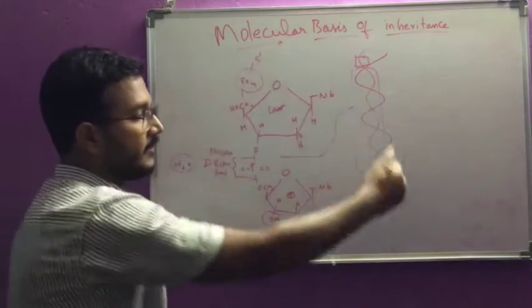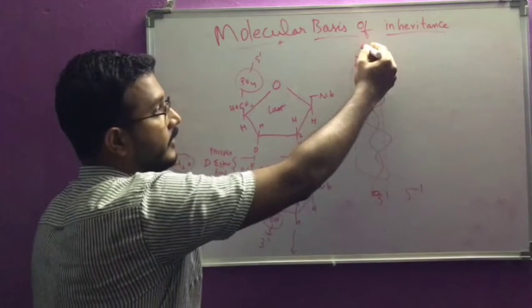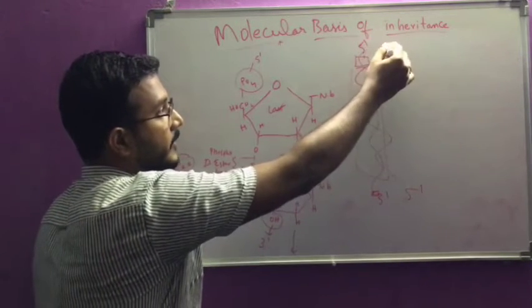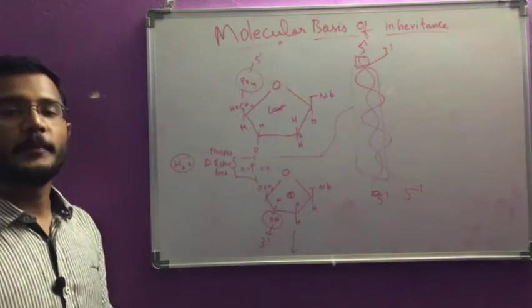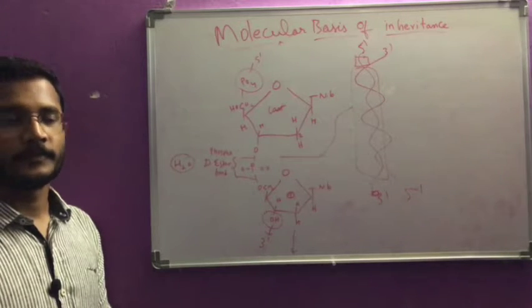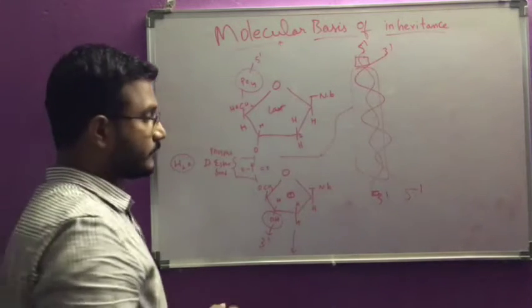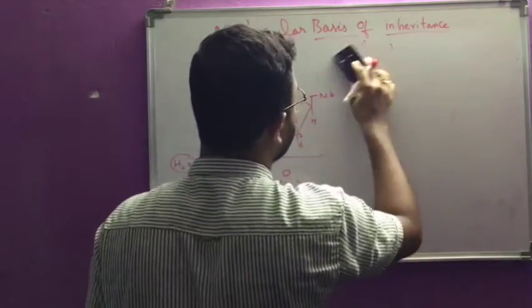And the opposite strand is reverse. So the 5' end will come on this side, and the 3' end will be on the opposite side. That's how the anti-parallel nature arises for the DNA molecule. Understanding? Now we will see the structure of RNA.